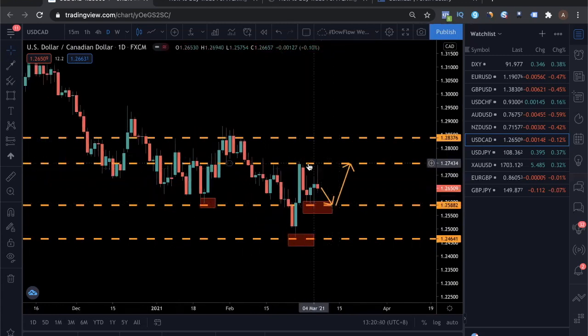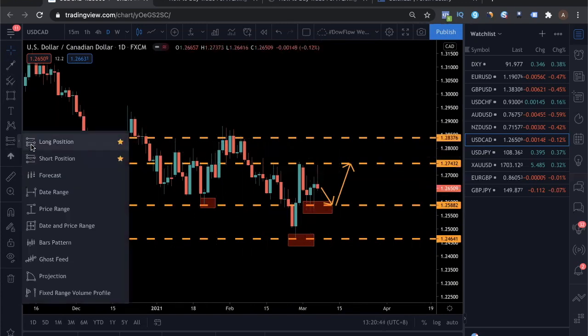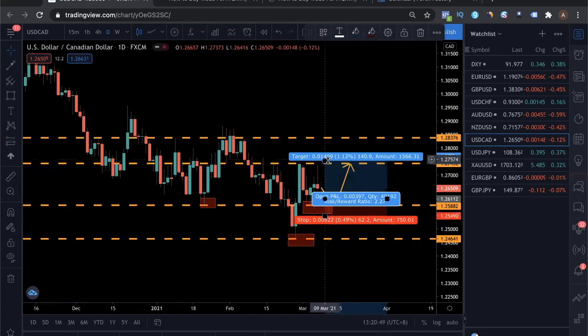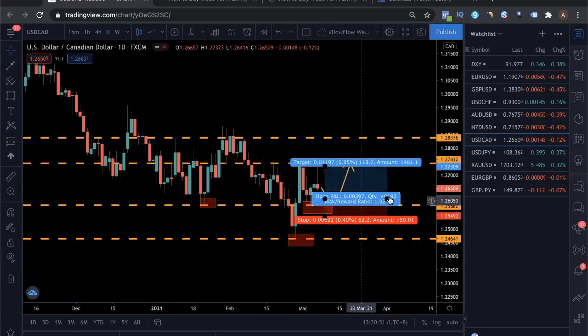Just be careful if you were to buy here. Remember that we have resistance here and here, so you have to take your profits fast. So something like this. Let me just show it. Maybe you get a nice candlestick pattern somewhere here and you target here, and you still get a nice risk to reward of 1:1.92. So this is how I'll trade it.